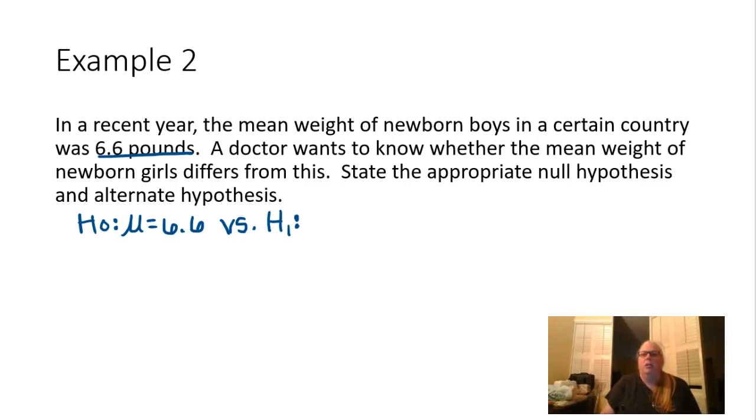Now, the doctor wants to know whether the mean weight, and here's our key word here, differs. It doesn't say more than, it doesn't say less than, it just says differs, which means not the same. So if our null is that it's equal to 6.6, then our alternate is going to be not equal to 6.6. Because we don't know if it's more or less than 6.6, we just know that we think it's not 6.6.